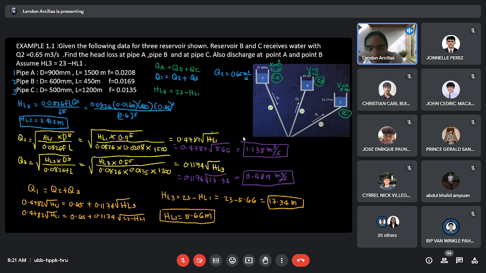So pag binigay itong F, you'll use the Darcy. What if binigay yung N? So you'll use the Hazen. Or you use the Chezi. Pag binigay yung C, you'll use the Chezi formula. So depende lang yan kung ano yung ibibigay na roughness coefficient sa formula na to.